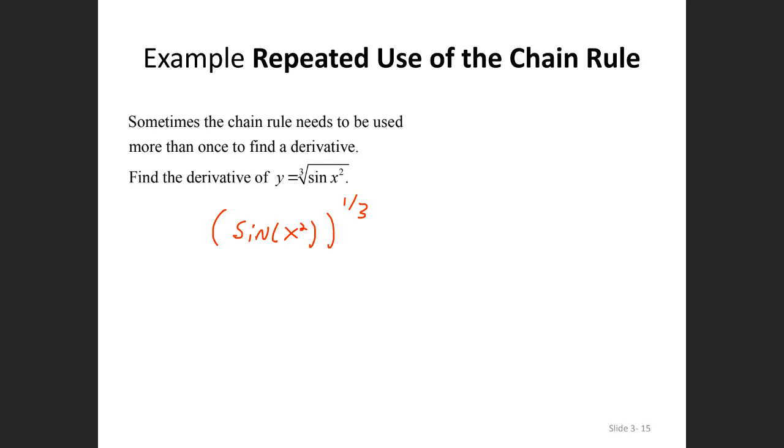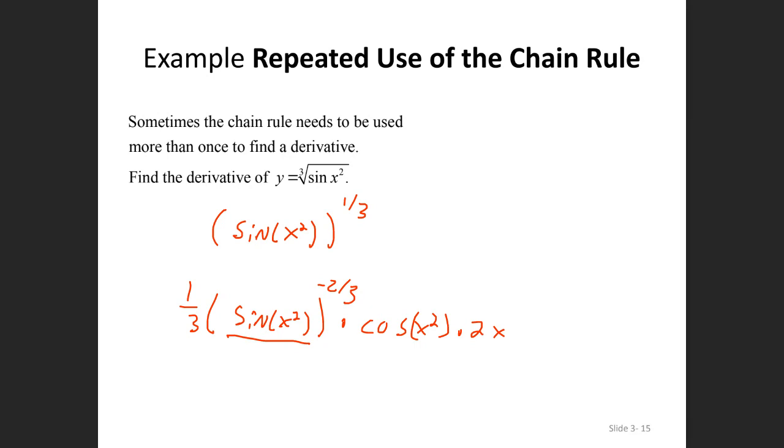Okay, so then I bring the 1/3 down. So I've got 1/3 sine of x squared to the negative 2/3. And then I have to take the derivative of the middle. Well, the derivative of this is going to be cosine of x squared times 2x. So really, you had to use the chain rule 3 times on that problem.